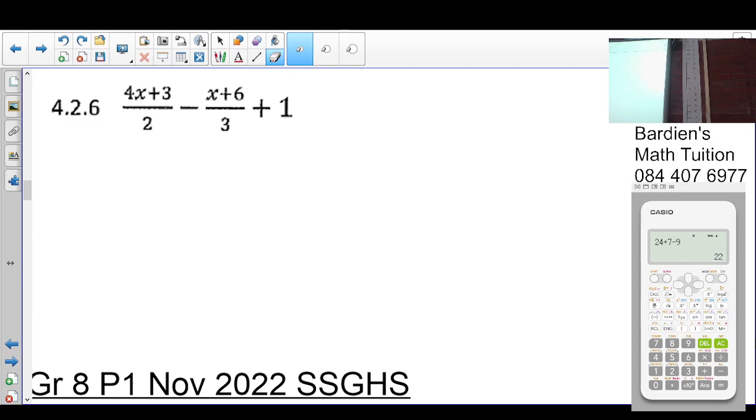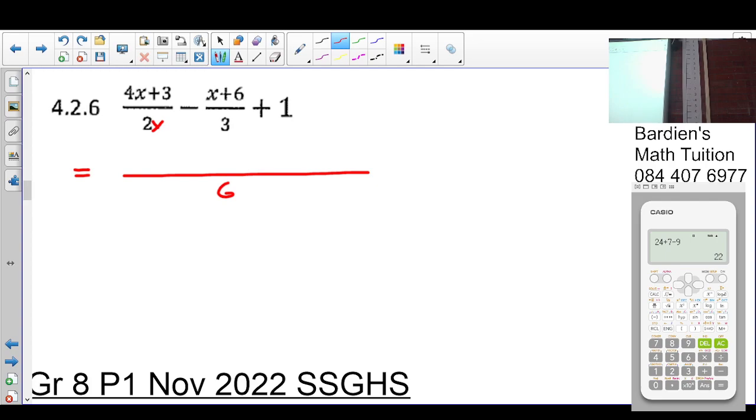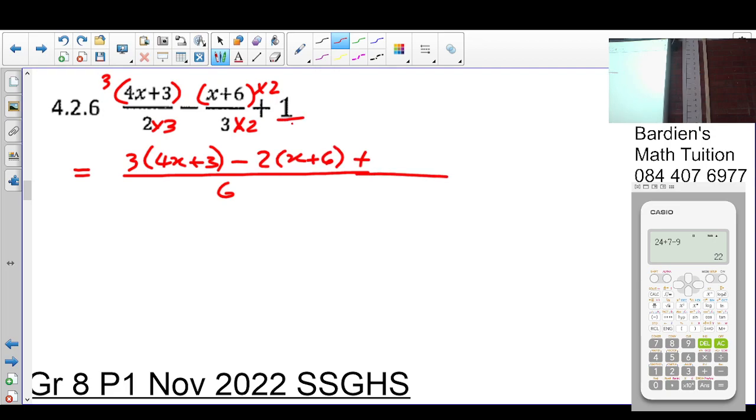So what's your LCM now? 6. So what must 2 be multiplied by to get 6? 3. Will you agree with that? What must 3 be multiplied by to get 6? 2. That's 2 into x plus 6 plus, now that's naturally over 1. So 1 multiplied by what is 6? Okay. So what do I do now? Get rid of the brackets.